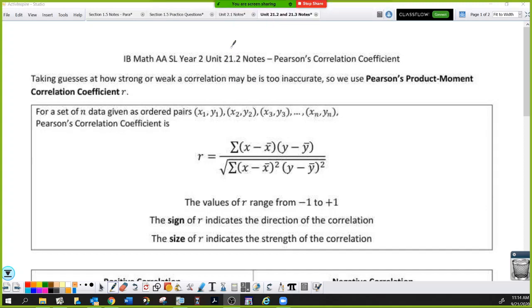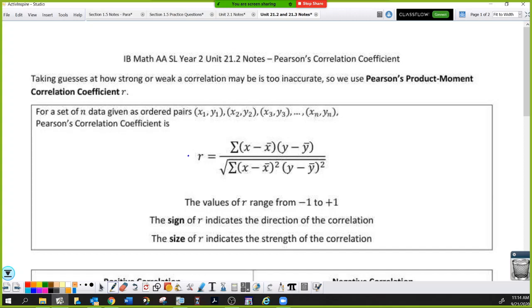So these data values will be listed as x comma y's: x1, y1, x2, y2, x3, y3, and so forth, all the way out to the xn comma yn term. Well, the Pearson's product moment correlation coefficient is calculated by this bad boy right here.